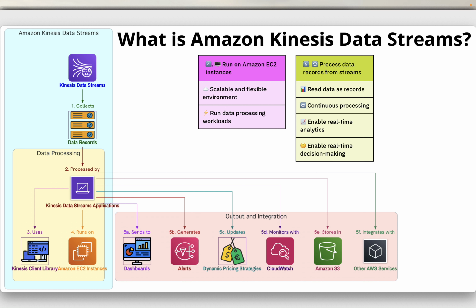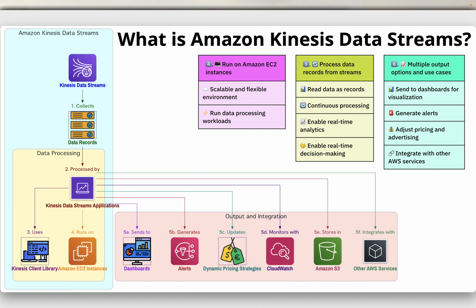A typical Kinesis data streams application reads data from a stream in the form of data records. This allows for continuous processing of incoming data, enabling real-time analytics and decision making. After processing, the data can be used in various ways, something like send to dashboards for visualization. You can generate alerts based on certain conditions. You can dynamically adjust pricing and advertising strategies. You can integrate with other AWS services for further processing or storage.